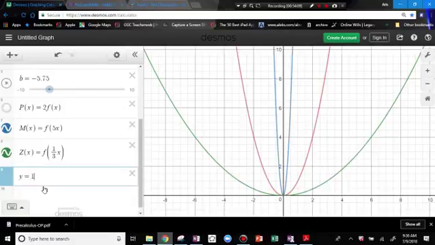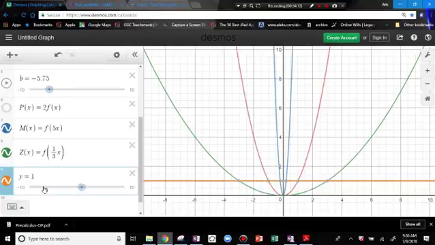There's y equals 1. That's right there. This is 1 for f. This is 3 for z. It takes 3 times as long to get to the same y coordinate, because when you multiply the x by 1/3, it has the opposite effect. This stretches horizontally by a factor of 3.